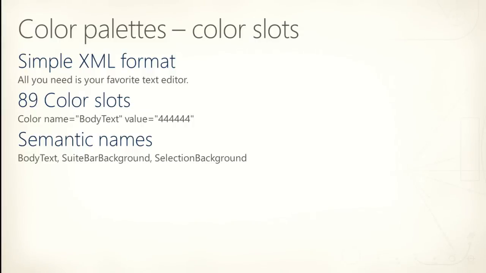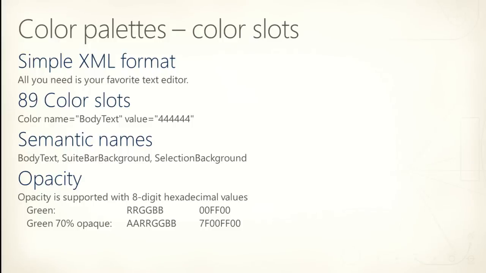Also for color slots, since there's 89 of them, we really want to help you understand where they're going to be used. So we use semantic names for each and every one of them. Examples of what you can find in the palette file are body text, sweep bar background, selection background. You have button border, button background, button border on hover. So by looking at the name of the color slot, you can really get a sense of where that's going to be used. So by changing that color value, you're going to know how that's going to affect your site.